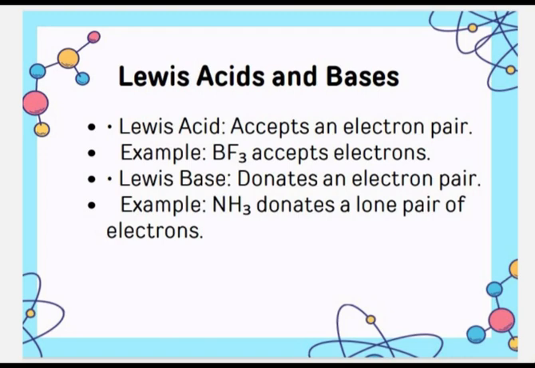For example, NH3 or ammonia has a lone pair of electrons on the nitrogen atom. This lone pair can be donated to a Lewis acid to form a coordinate covalent bond. As a result, NH3 acts as a Lewis base. So we can summarize that a Lewis acid is an electron acceptor, and a Lewis base is an electron donor because it donates an electron pair.